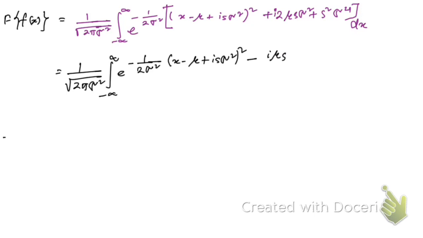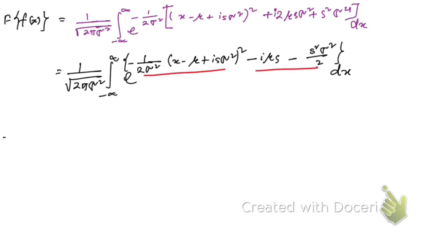Then again, if you multiply this one with this, sigma square is gonna be cancelled. Here we're gonna have sigma square, so as a result we're gonna have minus s square sigma square divided by 2. That's what we're gonna have, dx. Now this is nothing but e to the power this one, which can be written e to the power this into e to the power this separately. So that's why we're gonna write this into e to the power.